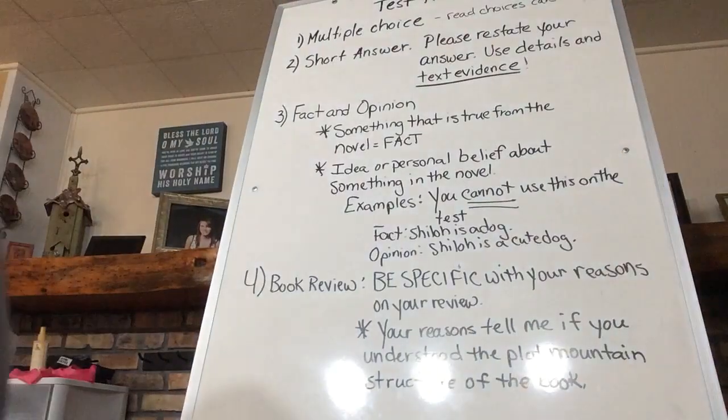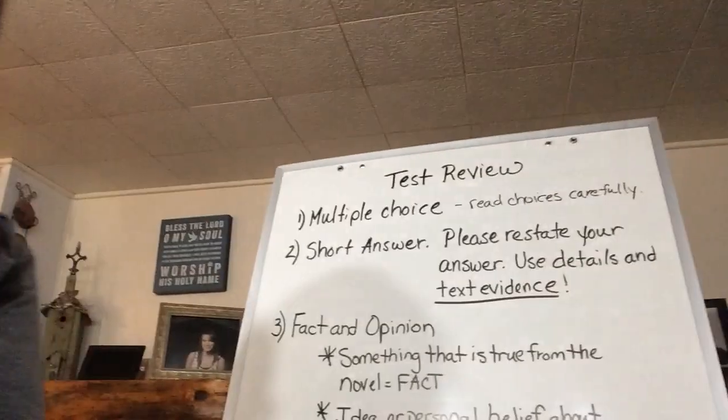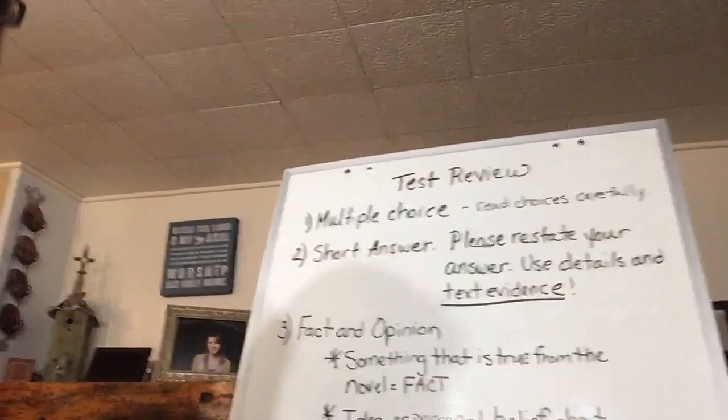So that's the parts of the test. You'll have a multiple choice, you will have short answer, you will have a fact and opinion page, and you will have that book review. That should be taken on Tuesday, and that is closed book. Well, obviously it's closed book because you don't have your book, and you should not have your binder. Okay, so you should not have your book or your binder because you're turning those in today.